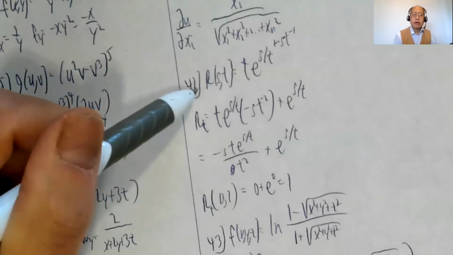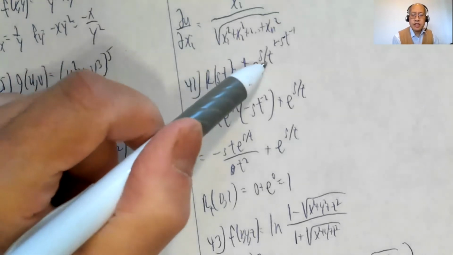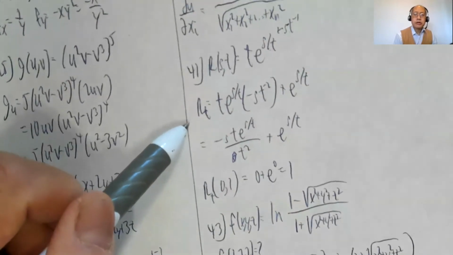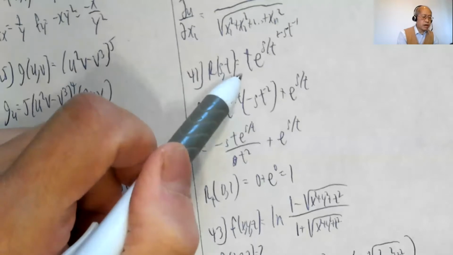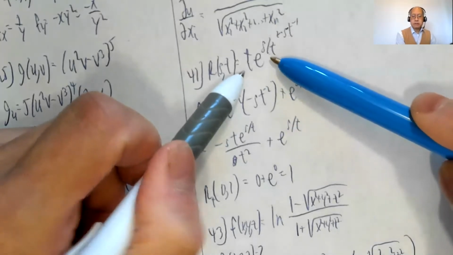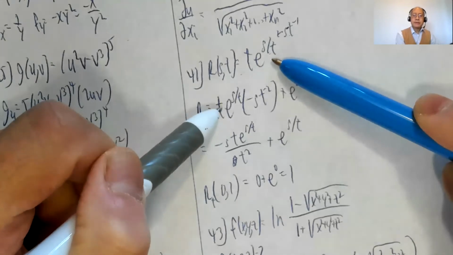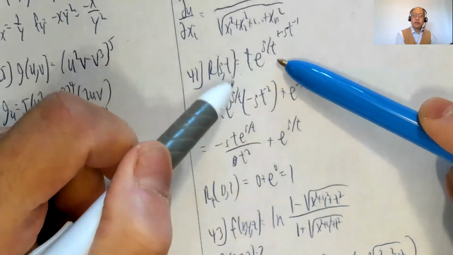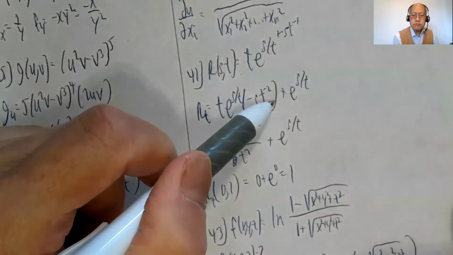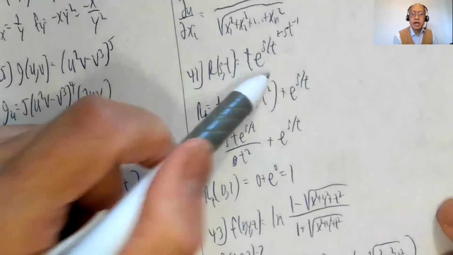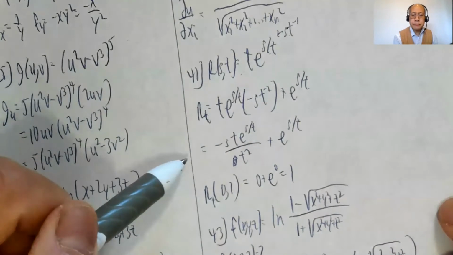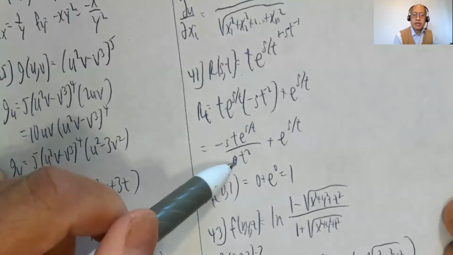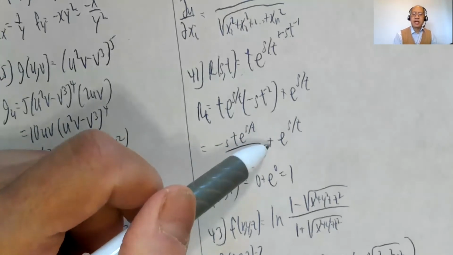Okay, 41, r of s, t, e to the s over t, treat that as s t to the negative 1. So partial with respect to t, there is a product rule going on, first function, second function. So first, t times the derivative of the second, you copy e to the s over t, and then times the derivative of the exponent floating up here, which is negative s t to the negative 2, plus second function, e to the s over t, times the derivative of the first, which is just 1. And a little bit of touch up, negative s t over t squared, e to the s over t, plus e to the s over t.